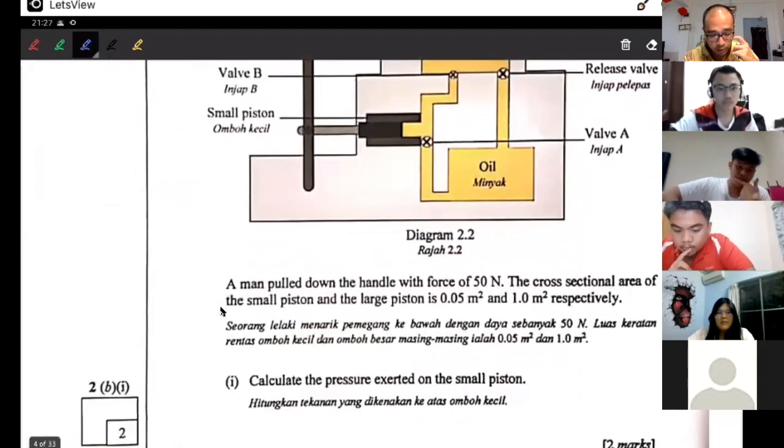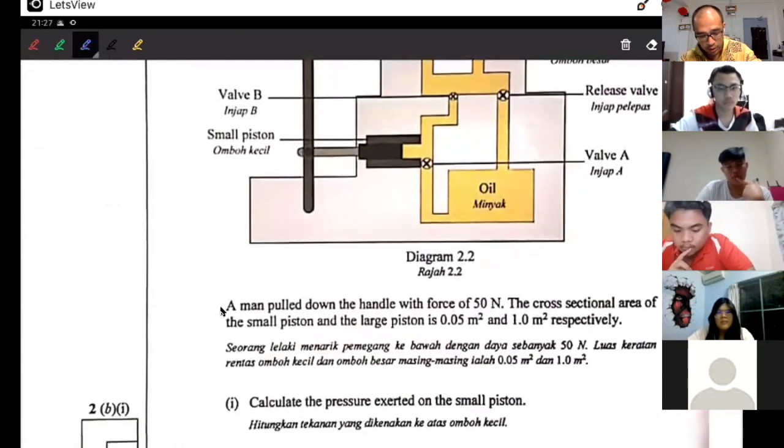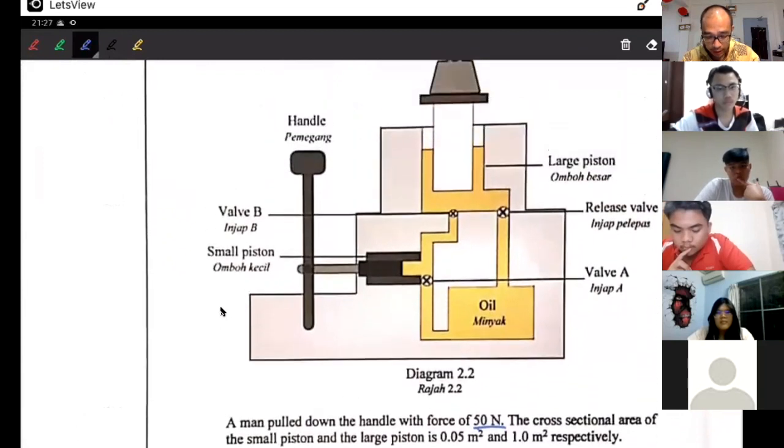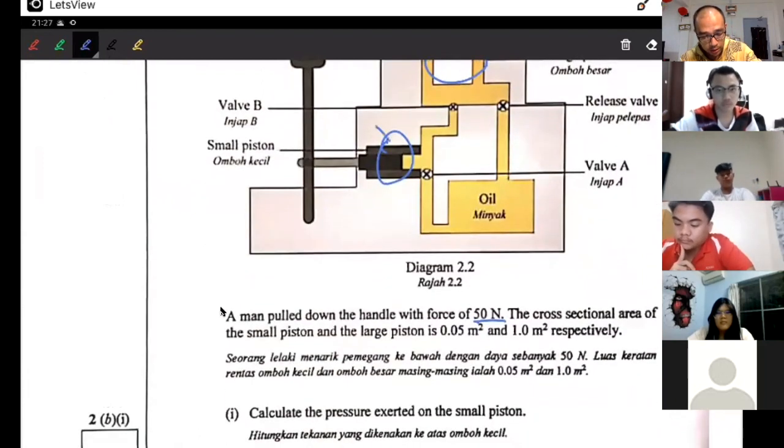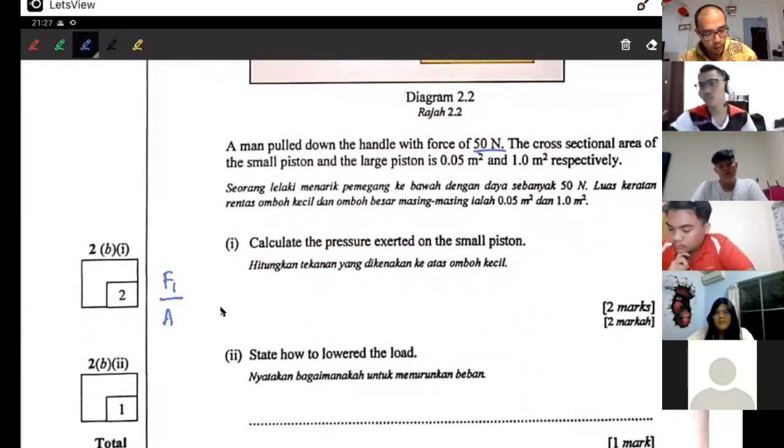Okay, so a man pulled down the handle with a force of 50 newtons. So you have the force over here, 50 newtons. Cross-sectional area of the small and the large piston. Where is the small piston? Small piston is over here, large piston is over here. So this is 0.05 and this is 1. Calculate the pressure. Formula for Pascal's principle will be F1 over A1 equals F2 over A2.